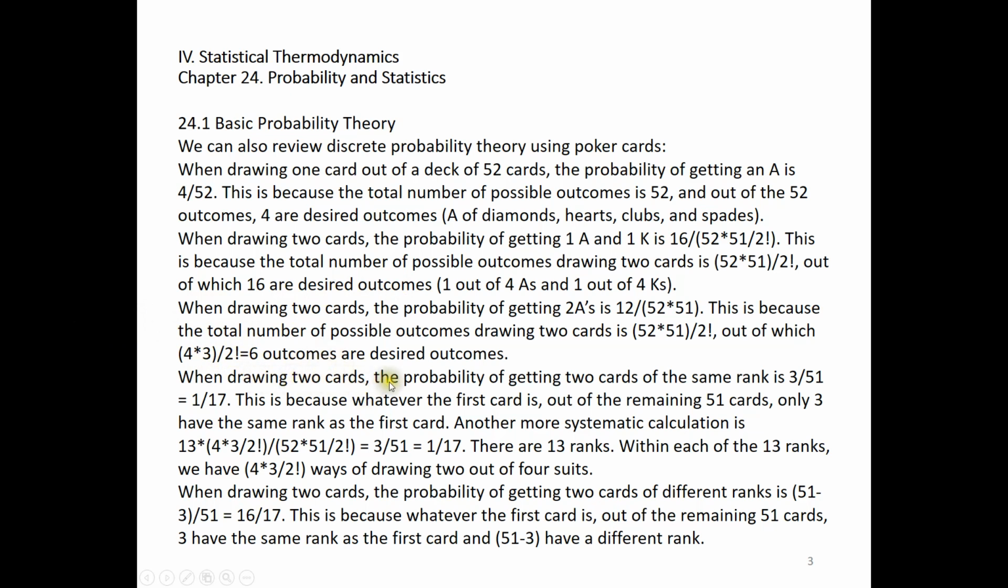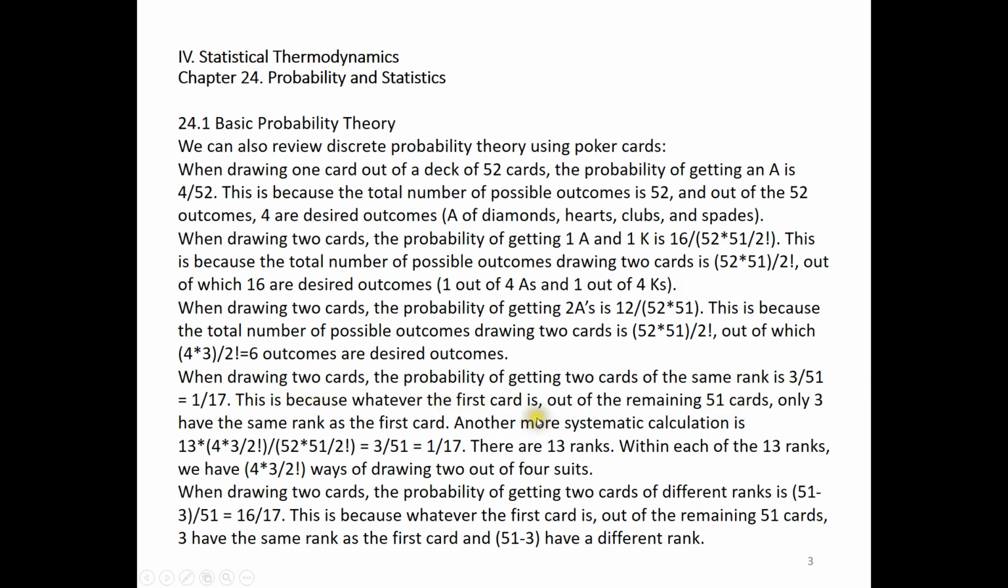Now when we draw 2 cards, what's the probability of getting 2 cards of the same rank? It's only 3 out of 51, just because whatever the first card is, out of the remaining 51 cards, only 3 have the same rank, so it's 1 over 17. Alright, so we just do 3 divided by 51 is 1 over 17.